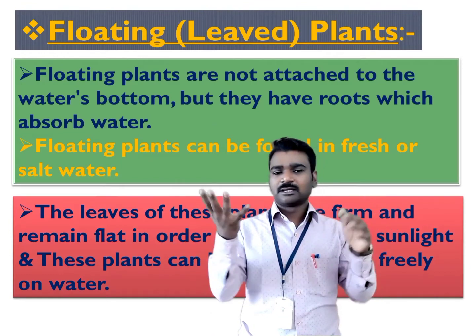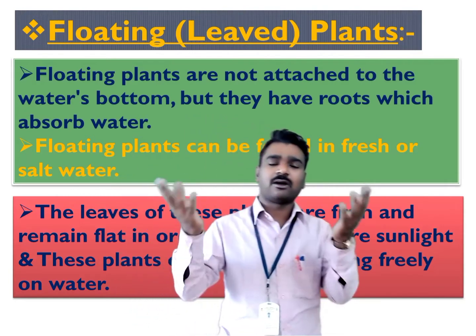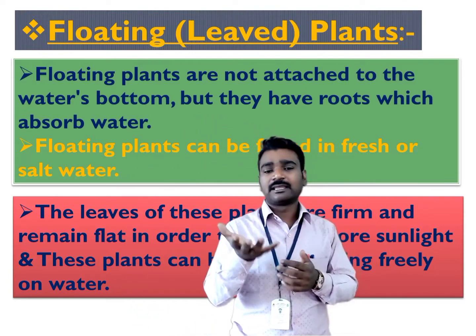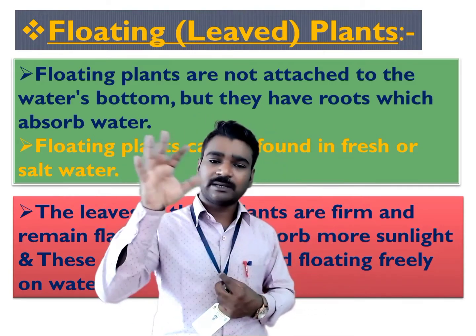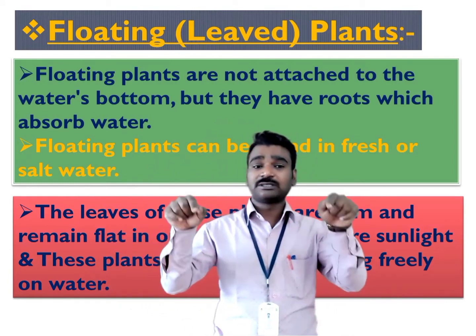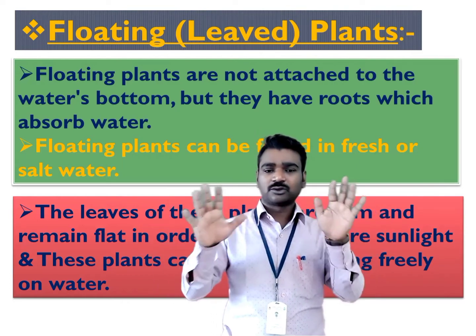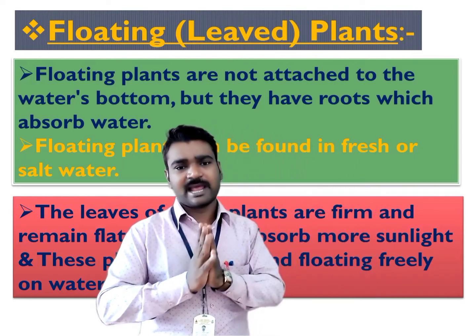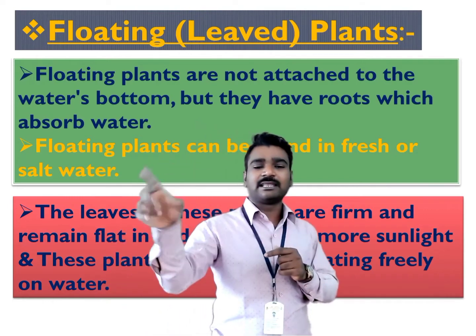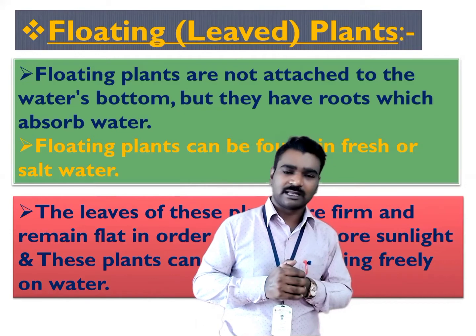You can see the leaf and the flower or other parts of the plant floating on the surface of the water. That's why we call them floating plants, but their roots are not attached to the water's bottom. So they are the floating aquatic plants. If the roots are attached, then they are called fixed aquatic plants. In the next video, we will be learning about that.